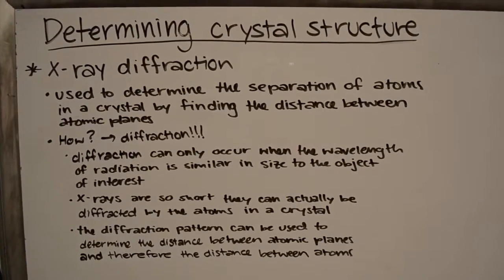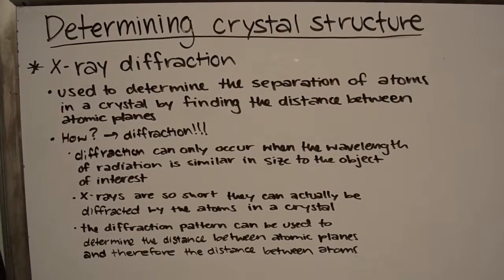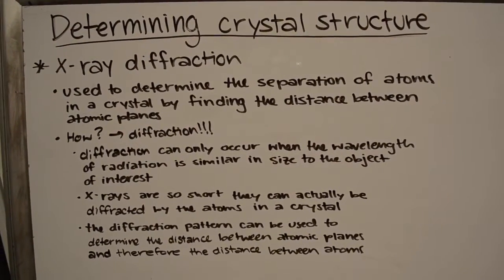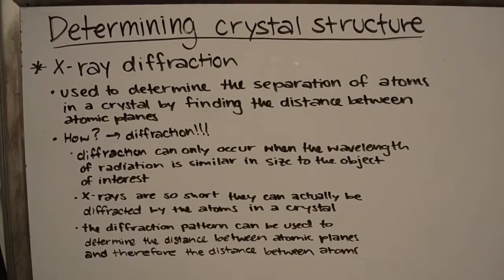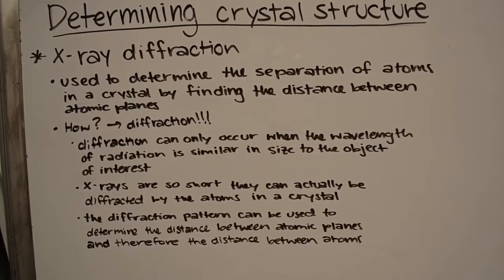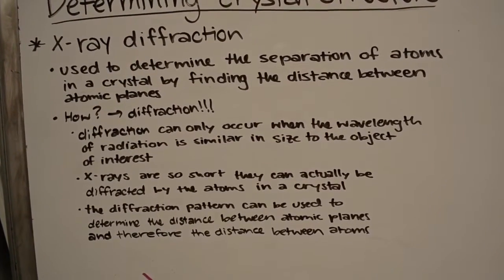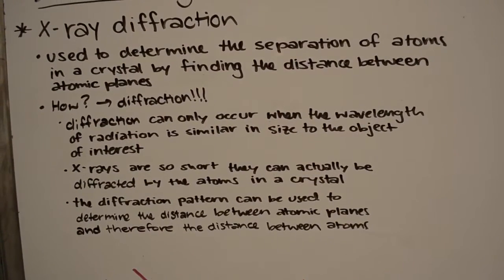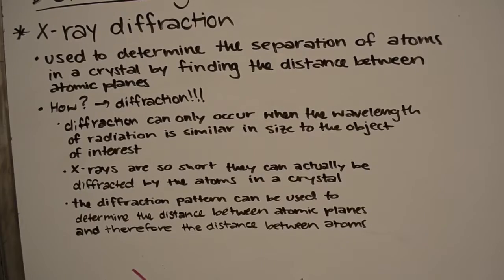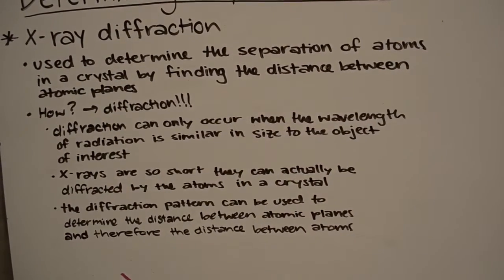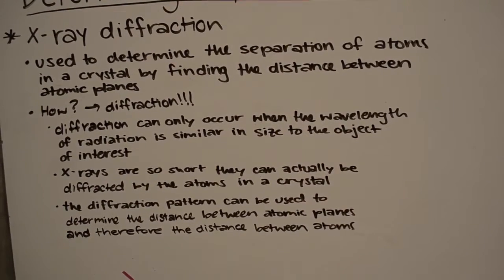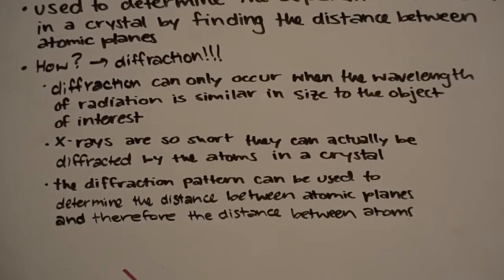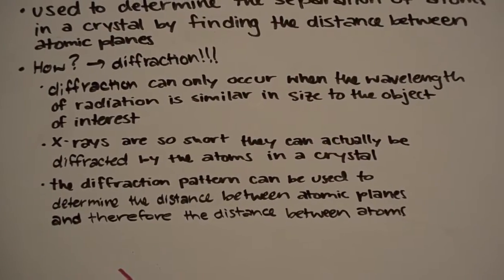I decided to do my presentation on crystal structure, but since we already know a lot about crystal structure from Gen Chem, I figured I'd get more specific and do determining crystal structure. So one way to do this is by using X-ray diffraction, or X-ray crystallography. It's used to determine the separation of atoms, the distance between atoms, in a crystal by finding the distance between their planes. And I do this by seeing how the X-rays are diffracted by the crystal.